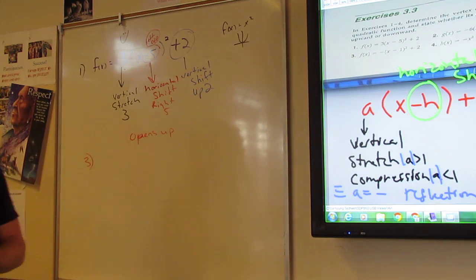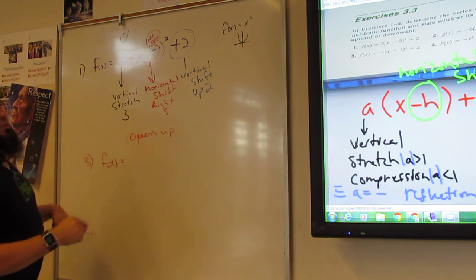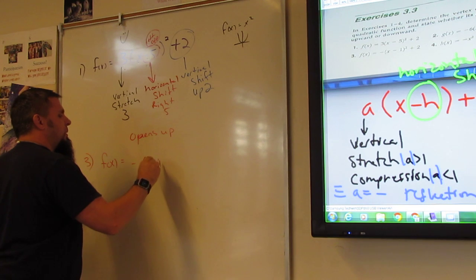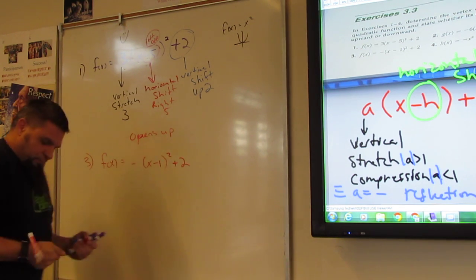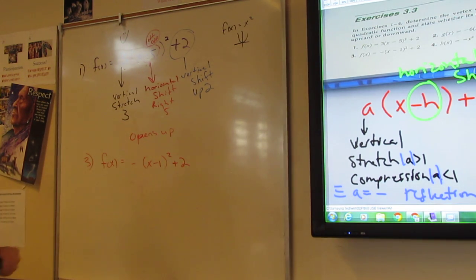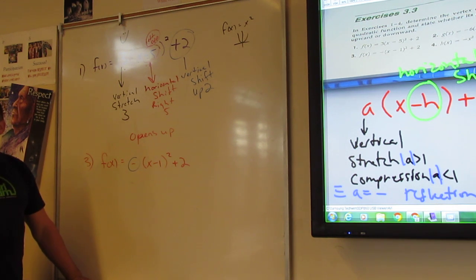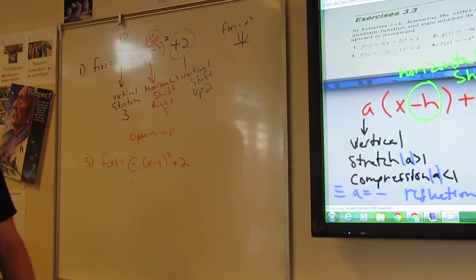For 3, we have f of x equals negative (x minus 1) squared plus 2. What's the minus, tell me? Negative. It's going to be negative. But what does that mean?